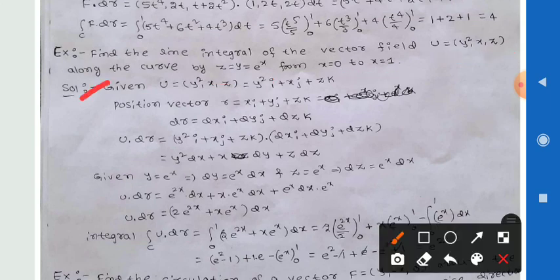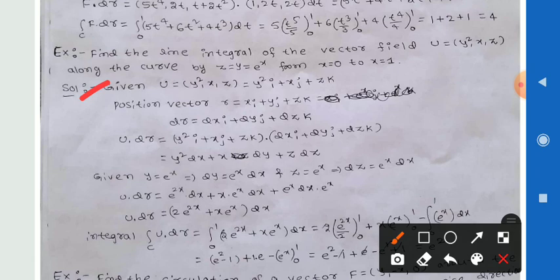Now given vector field u is equal to y square comma x comma z, that can be written as y square into i plus x into j plus z into k. Now the position vector r is equal to xi plus yj plus zk. Then dr is equal to dxi plus dyj plus dzk.